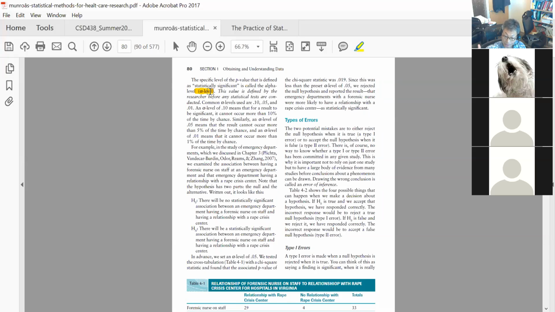P-value is calculating the probability, but whether we reach up to certain criteria or not, that criteria we call just the alpha level. Usually for the alpha level we say 0.1, 0.05, 0.01, but you will see that we'll usually use 0.05 as a significant level.